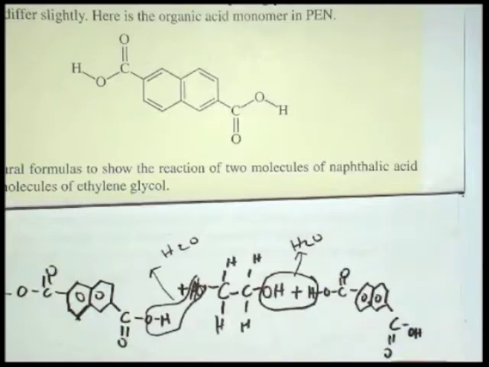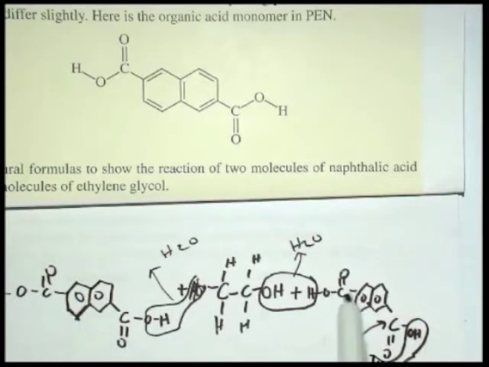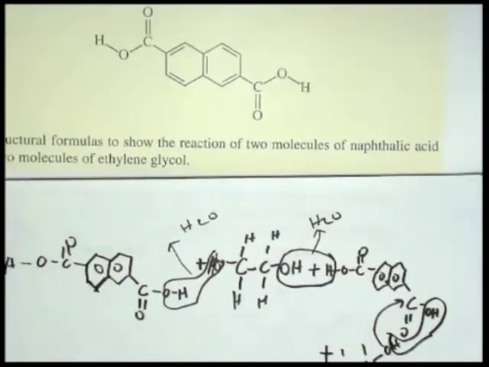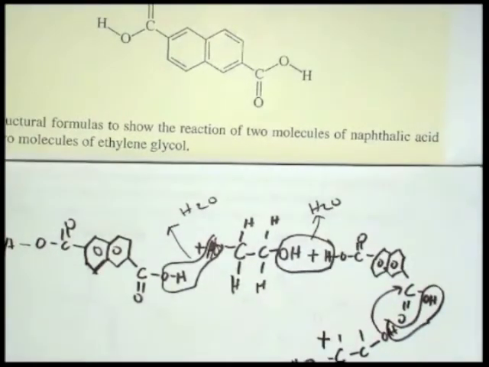And then if we add one more alcohol group, then this H and that OH will split off, this O will hook up with that, and that will be 1, 2, 3, 4 units. That's what it would look like. So you can try to redraw that.